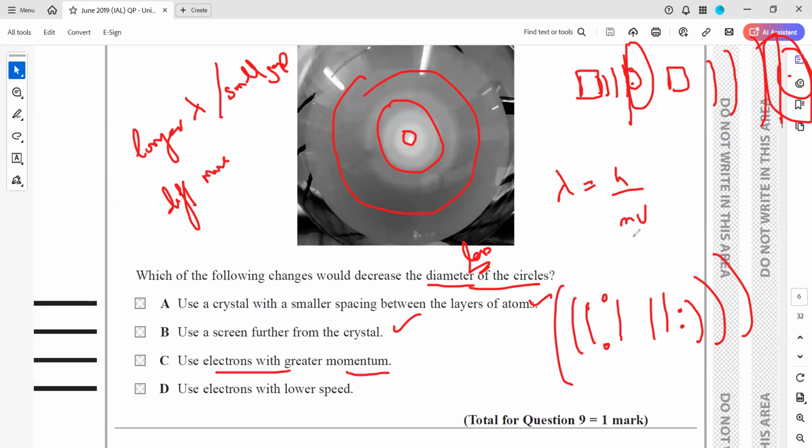If I use an electron with a greater momentum, it will have a shorter wavelength, and a shorter wavelength diffracts less. And use an electron with a low speed: if I use an electron with a low speed, it will have a longer wavelength, and a longer wavelength diffracts more. Is this one clear?